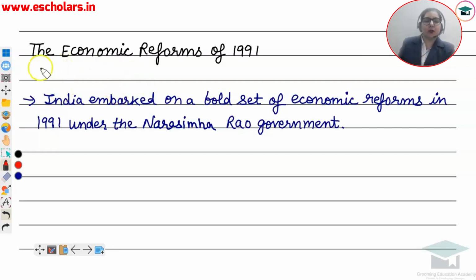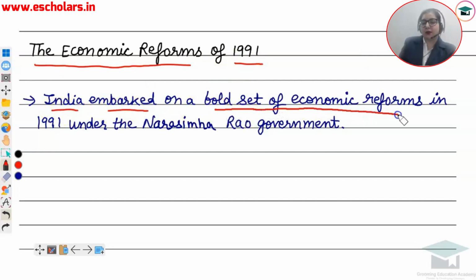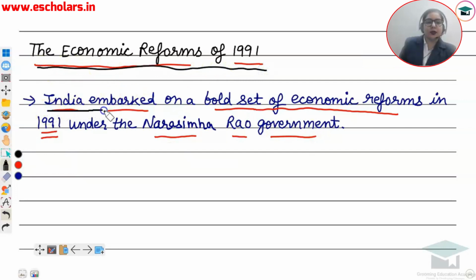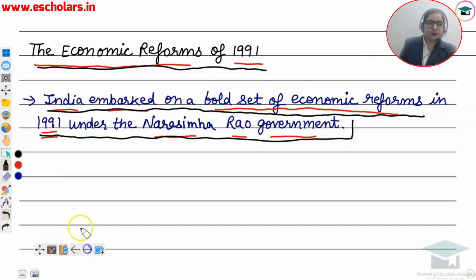Now students, we will talk about the economic reforms of 1991. India embarked on a bold set of economic reforms in the year 1991 under the Narasimha Rao government. So let's recall it till now. The economic reforms of 1991. India embarked on a bold set of economic reforms in 1991 under the Narasimha Rao government.